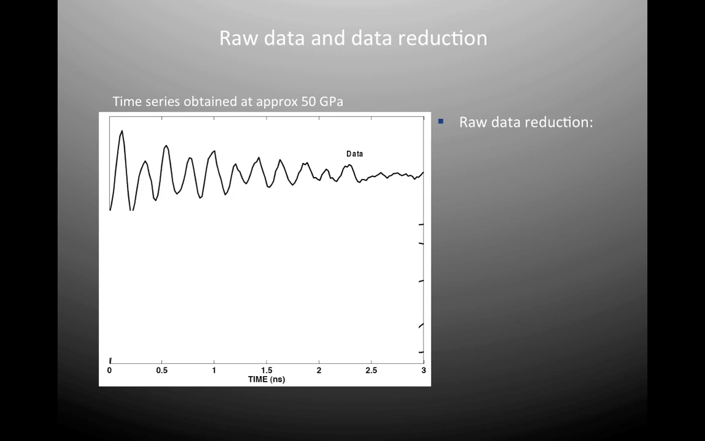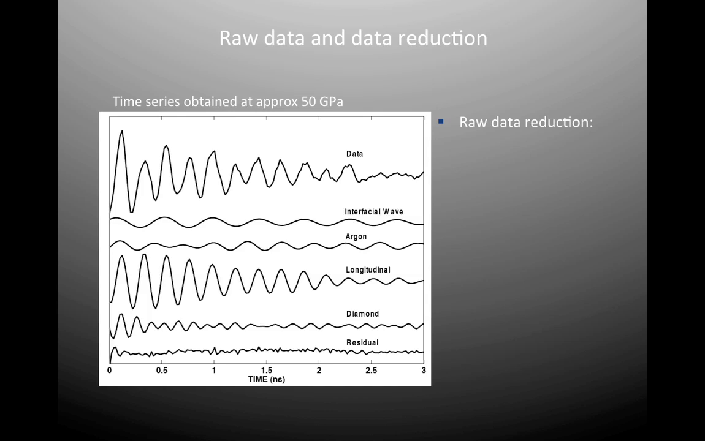Let me show you time domain data for a crystal in a diamond cell at approximately half a megabar. The raw data is shown at top. It looks almost like a sine wave that's slightly decaying, but in fact this single time domain signal can be deconvolved into contributions from a variety of acoustic waves in the diamond cell, and here they are.